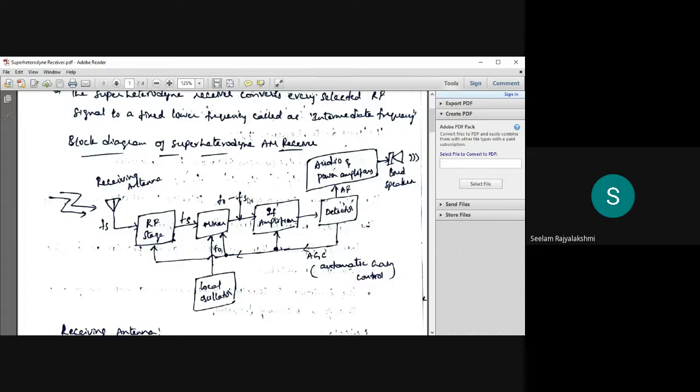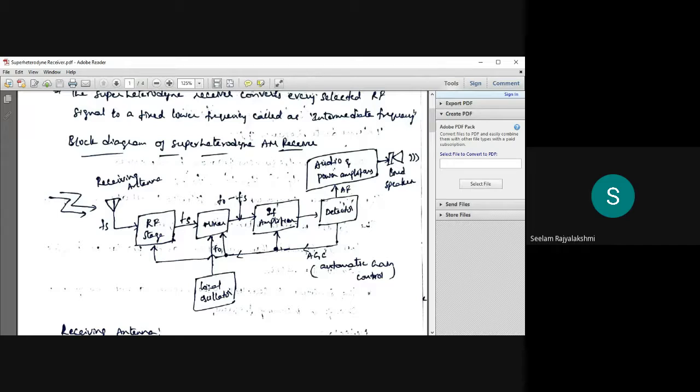That means here f naught minus fs. Whenever the received signal is received by the mixer, we have a condition that f naught is always greater than fs. That means f naught minus fs. So here the mixer mixes these two signals.